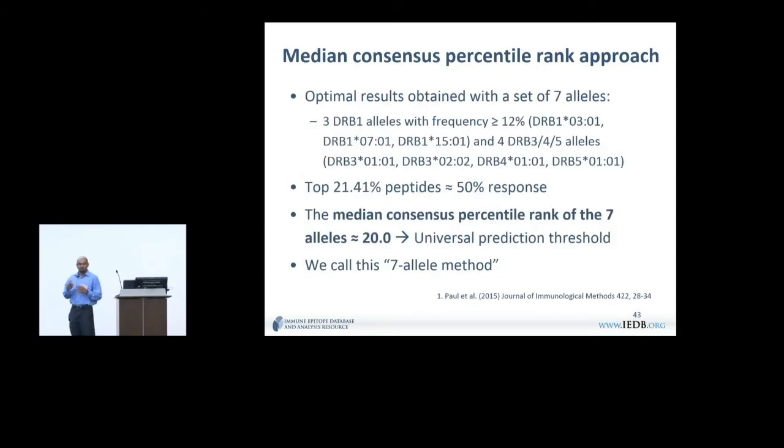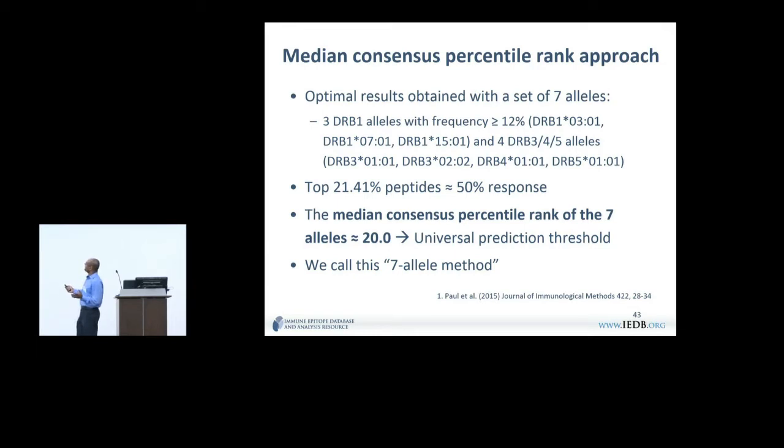And with further screening, we found that if we choose a set of 7 alleles, that is 3 DRB1 alleles and 4 DRB3, 4, 5 alleles, and estimate the median, we could get 50% of the immune response using 21% of the peptides. So this is not super performance, but it's better. Approximately 21% of the peptides can capture 50% of the immune response.